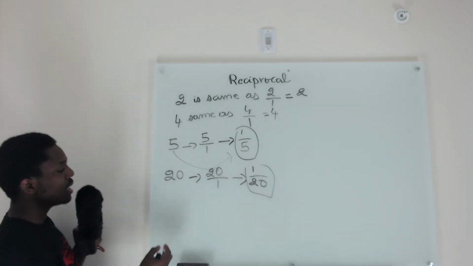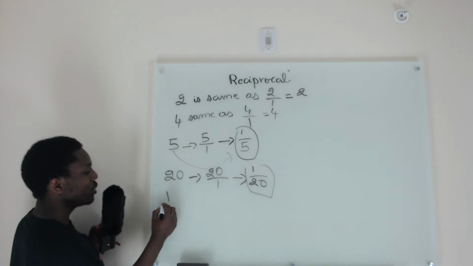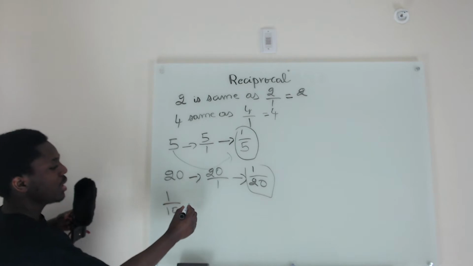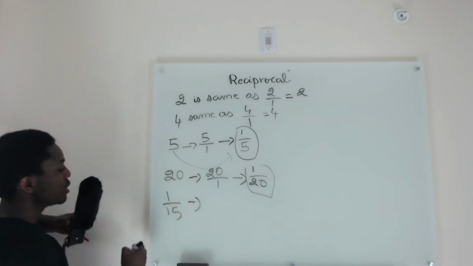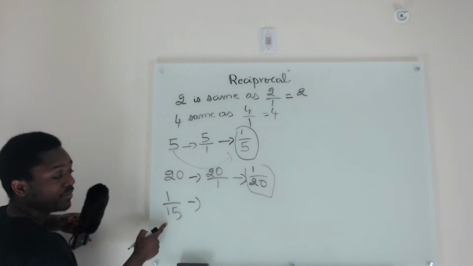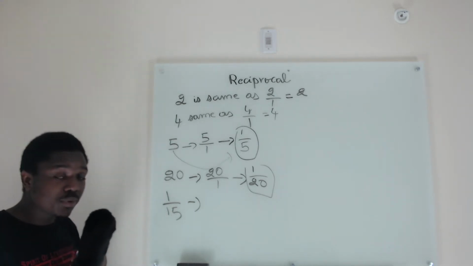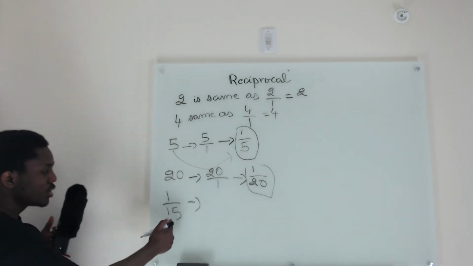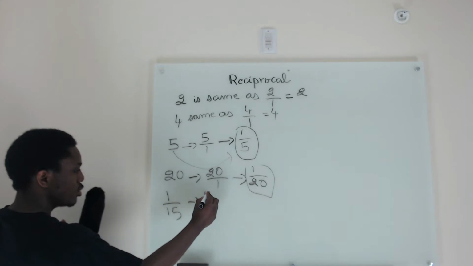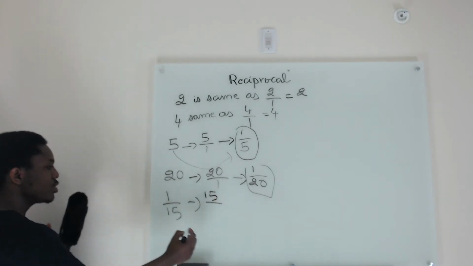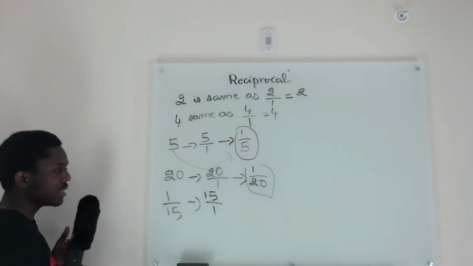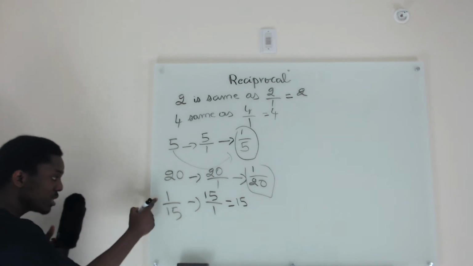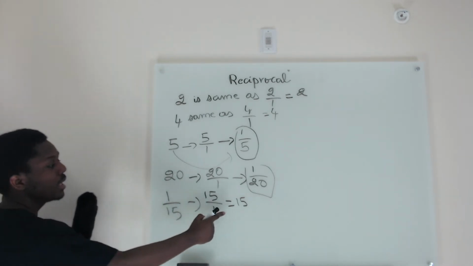Okay? So now let's say you have the number 1 over 15, for example. And you are being asked to find the reciprocal of 1 divided by 15. And the reciprocal is what? It is just the flip. So you take what's on the bottom, you put it on the top, and you take what's on the top, you put it on the bottom. And that's it. So now 15 divided by 1 is what? 15. So the reciprocal of 1 over 15 is equal to 15.